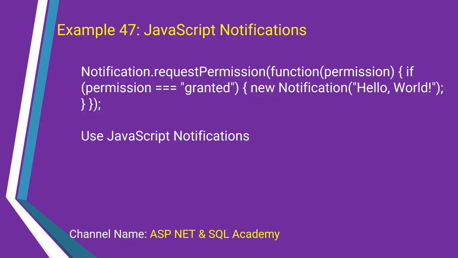Example 47. JavaScript notifications. Notifications allow us to display messages to the user. We can use the Notification constructor to create a new notification. For example, let us create a notification that displays a message to the user.